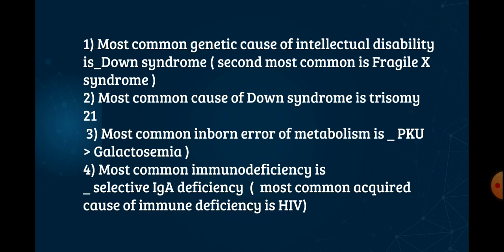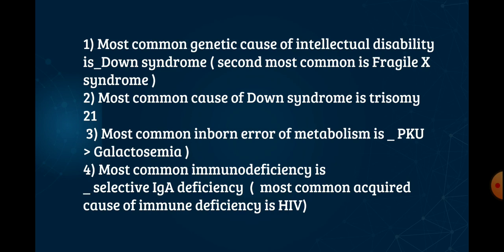So the first one is the most common genetic cause of intellectual disability, that is Down syndrome, trisomy 21. And the second most common cause is Fragile X syndrome, that is a trinucleotide repeat expansion. So two of them: the first one is trisomy 21, that is Down syndrome. The other is Fragile X syndrome. The mostly asked question is Down syndrome. And the most common cause of Down syndrome is trisomy 21, another MCQ. So these are paired together so you don't forget them.